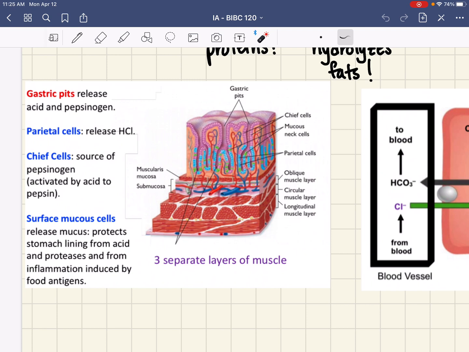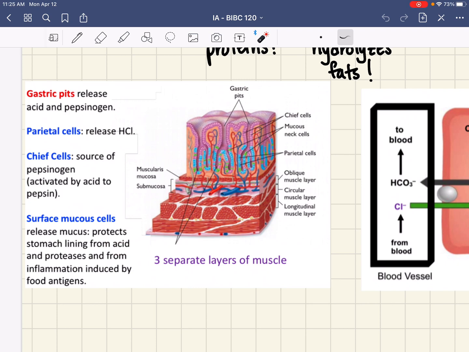Oh, I see. Okay, sorry about that. So gastric pits are just the pit of the stomach wall, right? And then in the gastric pits, we have parietal cells and chief cells and surface mucus cells. So yes, the parietal cells release HCl, chief cells release the pepsinogen, which becomes pepsin later on. And the surface mucus cells produce mucus, which protects the stomach lining from the acid that it is producing.